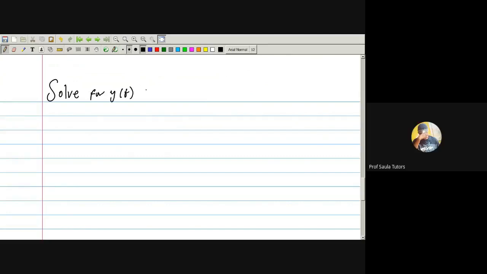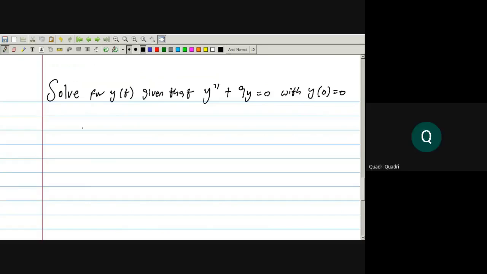Solve for y of t, given that y prime prime plus 9y equal to 0, where the initial conditions are given, and y prime of 0 is equal to 2, using Laplace transformation.